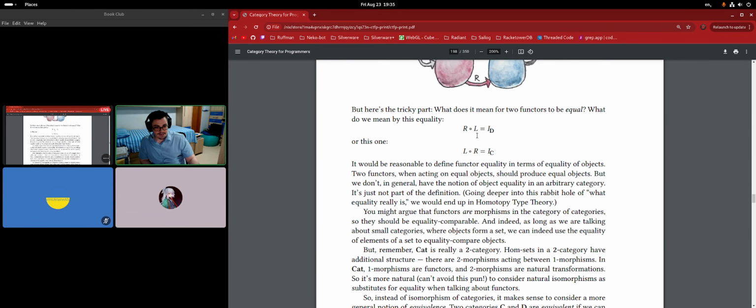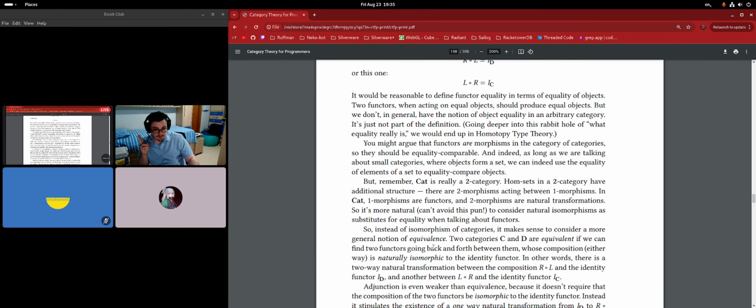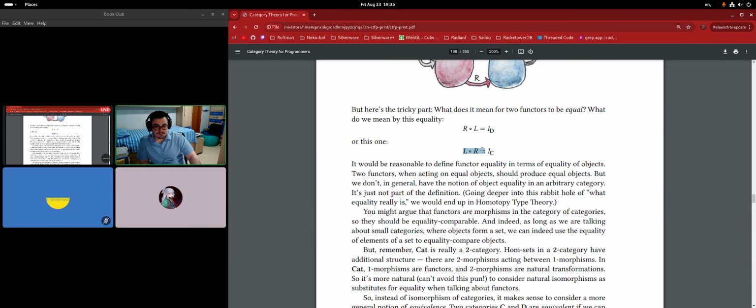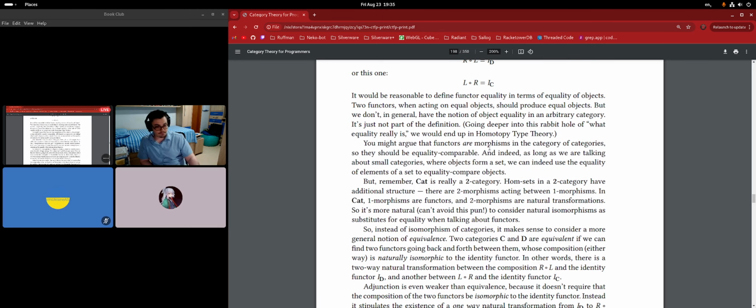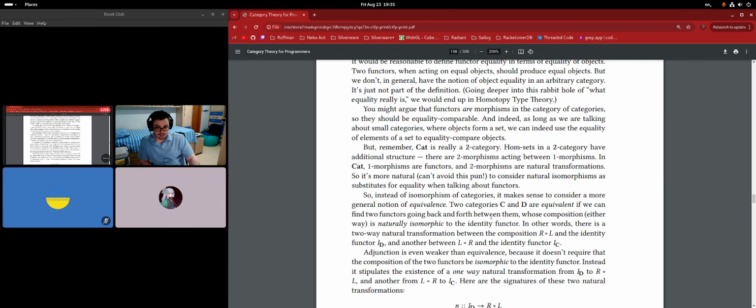That means that if you compose the two functors, and actually this is a two-way thing, equivalence, this thing and this thing are going to compose to something, and they are isomorphic to the identity functor. So that will be equivalence. In other words, there is a two-way natural transformation between the composition and the identity functor, this and that, and this and that.